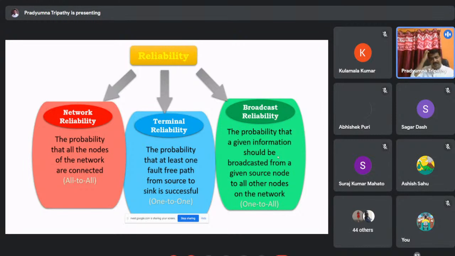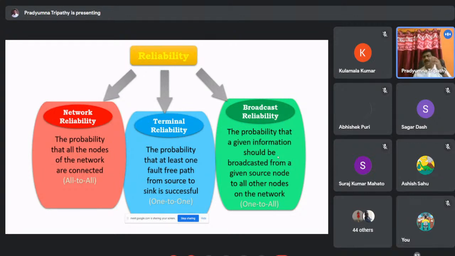There is another term, terminal reliability. The terminal reliability says the probability that at least one fault-free path exists from the source to the sink. For example, given a network, I have designated two nodes for communication. We want to communicate from one city to another city, and we are not bothered about the other cities. There may be failure of a number of roads, but whether the data can reach from the source to the destination or not, for a given source and destination. If at least one fault-free path exists, then we say terminal reliability exists. If no path is found, then terminal reliability fails. So it is point-to-point, one-to-one communication.